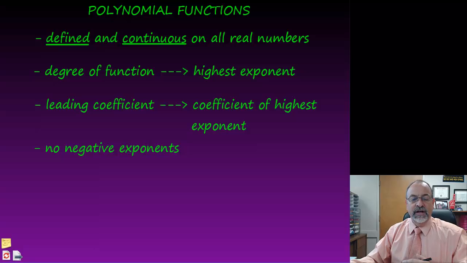Another thing that polynomial functions do not have is fractional exponents. They can only have integers for exponents. And again, a fractional exponent creates square roots. And square roots, you remember, have restrictions on their domain.